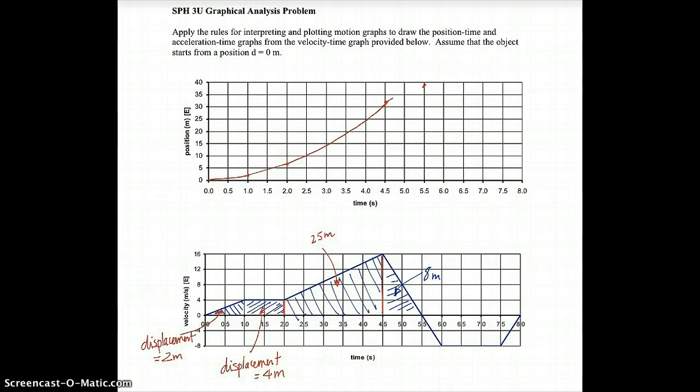And now my graph should look like this. And the reason for that is because the slope between 4.5 and 5.5 seconds on the position time graph is decreasing, because the velocity is decreasing between 4.5 and 5.5 seconds. So the slope is decreasing.